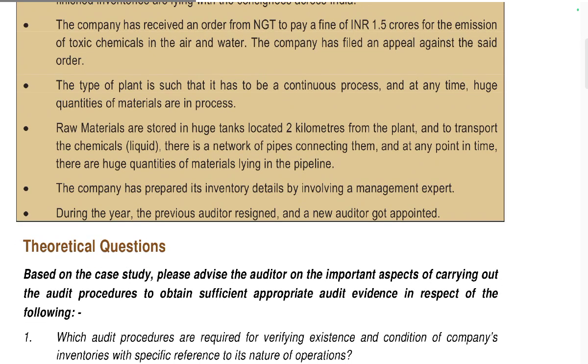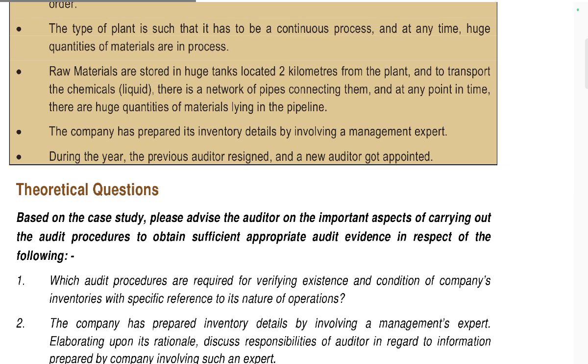The type of plant suggests it is a continuous process. At any time, huge quantities of materials are in process. Raw materials are stored in a huge tank located 2 kilometers from the plant, and the chemicals are transported through a network of pipelines connecting them. At any point in time, there is a huge quantity of material lying in the pipeline. The company has proposed to involve an expert with management in the inventory details.